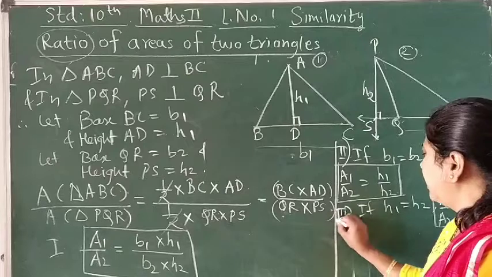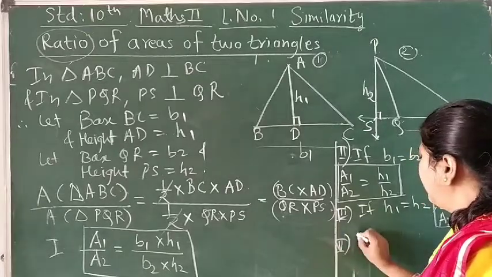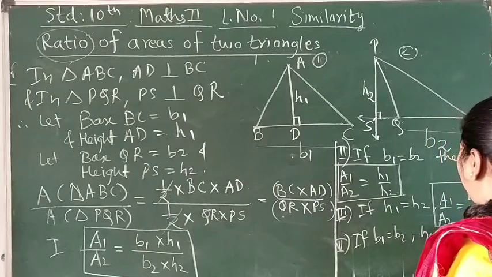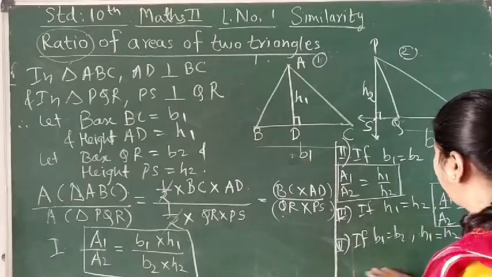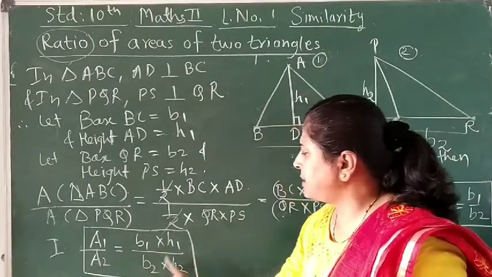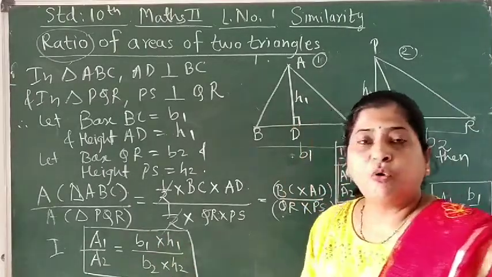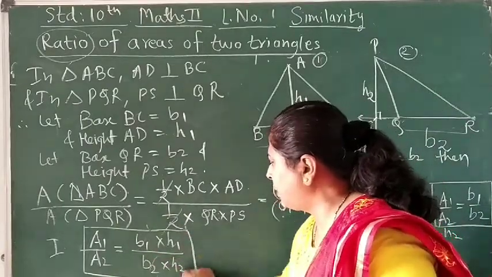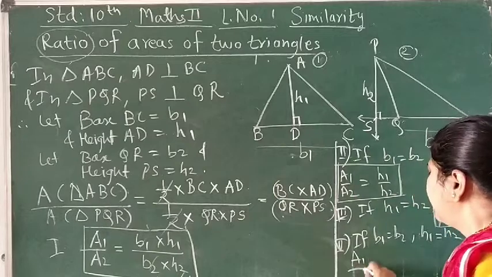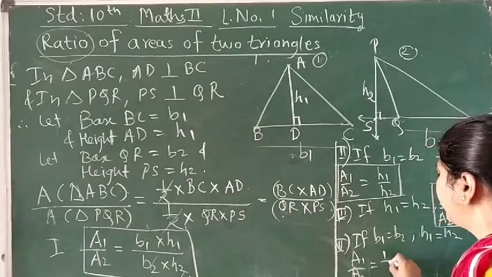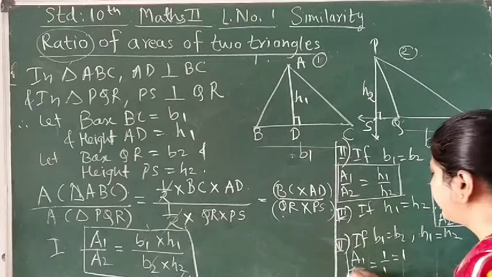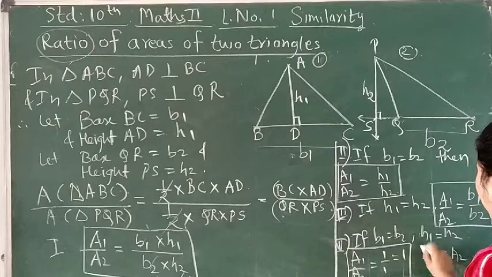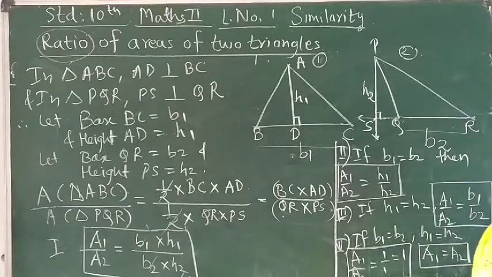And what if we are having both equal? If base is also equal and height is also equal, H1, H2 are also equal, then base will get cancelled with base and height will get cancelled with height. But then what will remain? It will remain 1. When you cancel like this, it remains 1, 1, 1, 1. So in that case, A1 upon A2, this ratio is going to be 1 upon 1, or equal to 1. Or in other words, you can say A1 is going to be equal to A2. These two values are going to be equal.